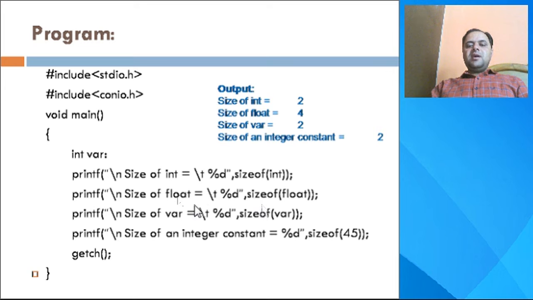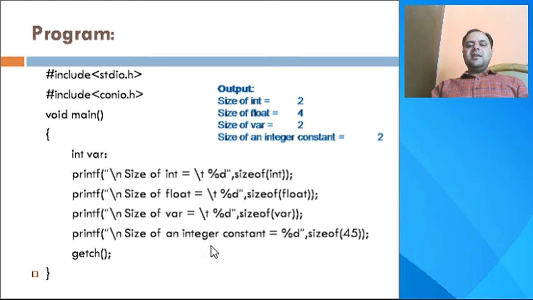sizeof float, again float is a data type, and sizeof float is 4. It will give us the result 4. Also, I have used the format specifier %d because we are getting the result as an integer. So format specifier %d is for integer. Also sizeof var, var is an integer variable. So sizeof var is again 2 because var is an integer type variable.